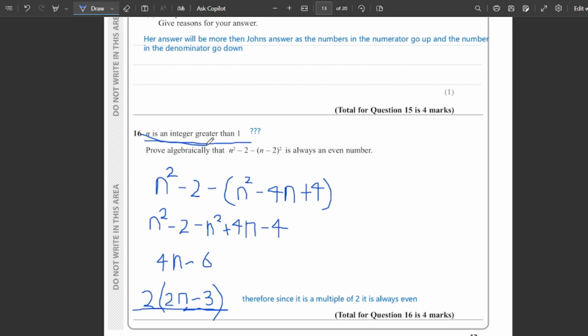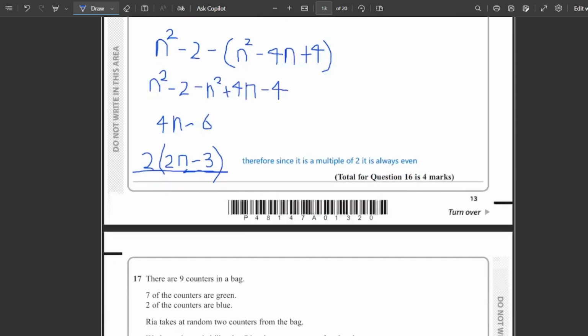I don't know why they told us it's greater than 1. This would also work if it's 1. Because it would be 2 times 1 minus 3, which would be minus 1, times 2. And minus 2 is still an even number. So I don't know why they've done that. If you do know, just leave it in the comments. I'm sure there's some reason, but minus 2 is still an even number. If it said even positive number, then that would make sense, but no, minus 2 is still an even number.